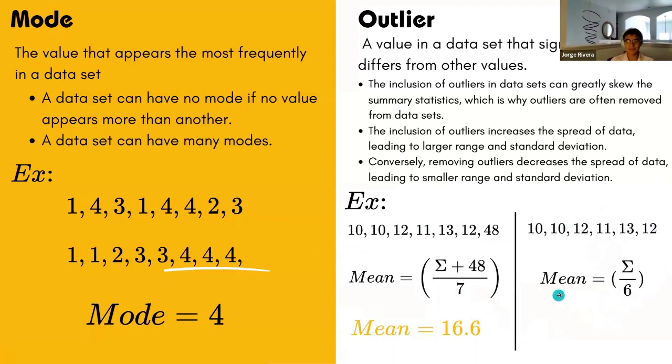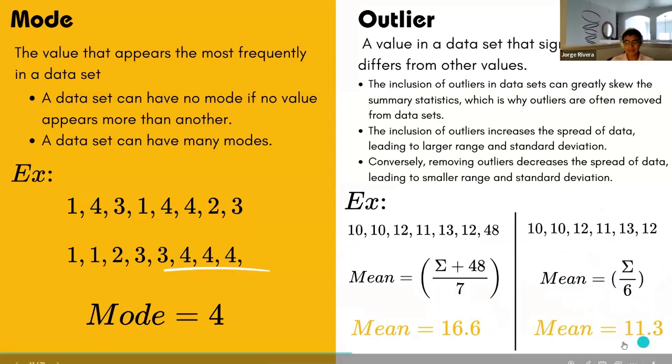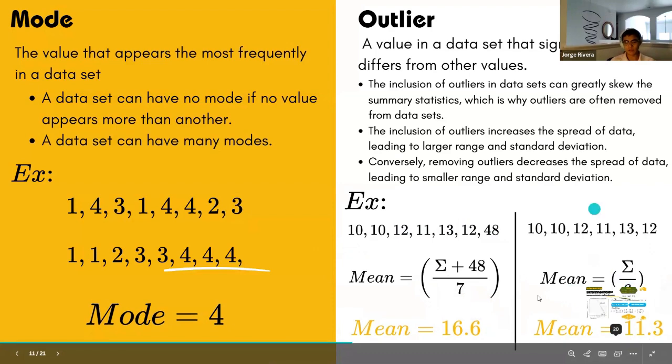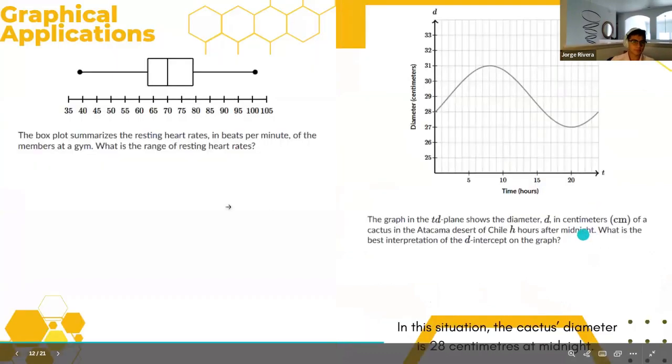And we disregard it. So that means that the mean is going to be the sum of all of these numbers over 6. And that means that the mean is going to be 11.3. And it's going to be a lot different, even though it's just one data point, all right?